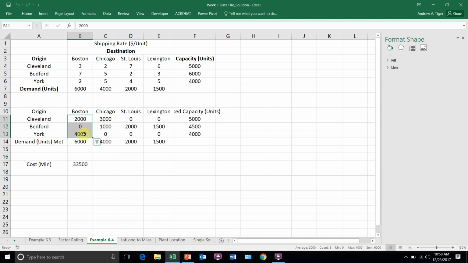It's always a trade-off. If I look at capacity used, I can see that I maxed out Cleveland and I maxed out York. I did not max out Bedford. Bedford is not a tight constraint. I only used 4,500 out of 6,000. So I don't need to add capacity at Bedford. I probably ought to take the capacity away from Bedford and use that either in Cleveland or York. And if I did that, I could probably reduce my shipping costs a little bit more. That's a good start. Thanks.